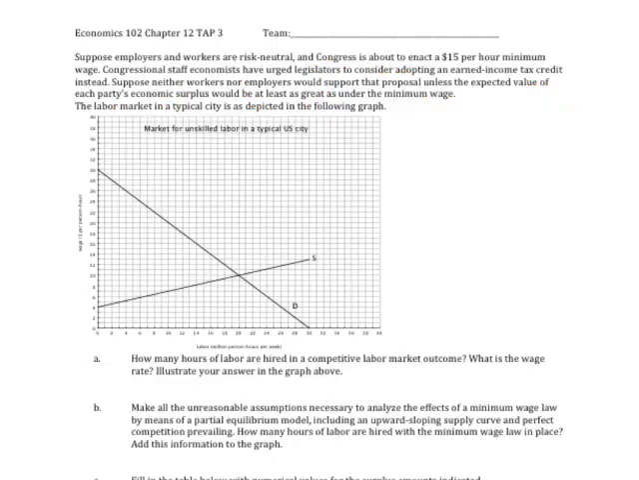The third TAP for Chapter 12 also created some problems for students. And let's talk that one through. Parts A and B weren't particularly troublesome for students, but let's start there anyway. A, how many hours of labor are hired in a competitive labor market outcome? What is the wage rate?